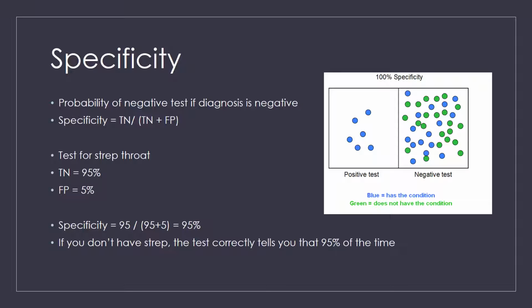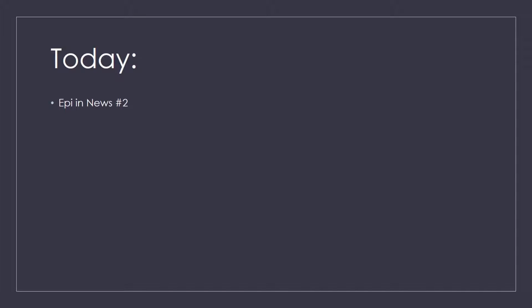Here's a picture of 100% specificity. So again, the blue dot means has the condition, has strep. Green means they don't have strep. So to have 100% specificity, all of the green dots need to be in the negative test box. You can have some mistakes with the positives. Specificity is only concerned with the negatives. So you want a test to have high specificity and sensitivity.